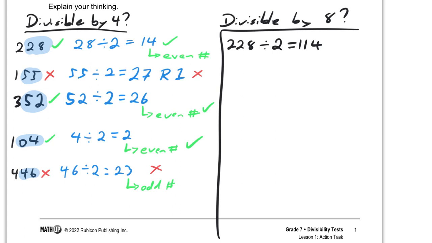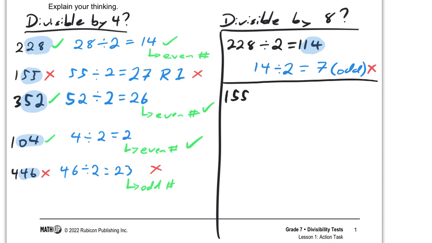114. And how do we tell if it's divisible by 4? We look at these last 2 digits here and see if those are divisible by 2. So we divide that by 2 and we get 7. This is an odd number, so it won't be divisible by 8. Let's look at the next one. The next number is 155. So we've got 155, and we can divide that by 2. Oh, no, we can't divide it by 2. So we already know this won't work.